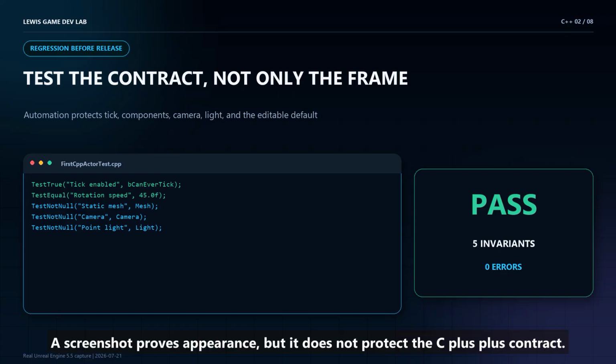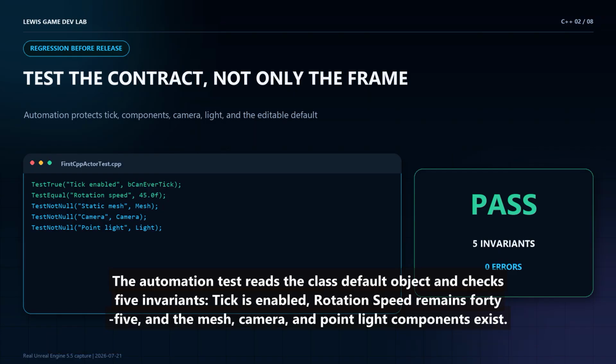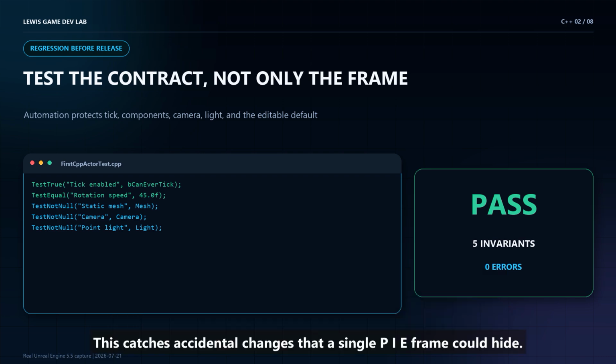A screenshot proves appearance, but it does not protect the C++ contract. The automation test reads the class default object and checks 5 invariants. Tick is enabled, rotation speed remains 45, and the mesh, camera, and point light components exist. This catches accidental changes that a single PIE frame could hide.